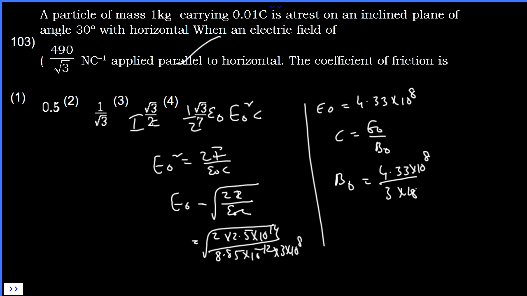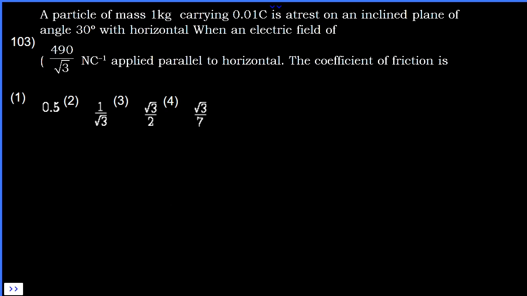Next problem is 103. A particle of mass 1 kg carrying 0.01 coulomb is at rest on an inclined plane of angle 30 degrees with the horizontal. When an electric field of 490 by root 3 is applied parallel to the horizontal, the coefficient of friction is. Here the body lies on the rough inclined plane. First of all, we have to draw the diagram for this concept. So, a particle of mass 1 kg, here it is the particle. Weight of the body is always acting.